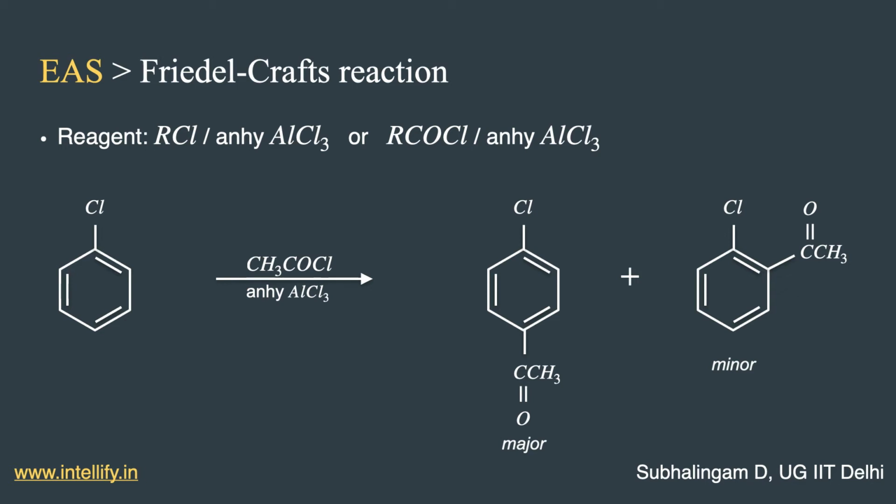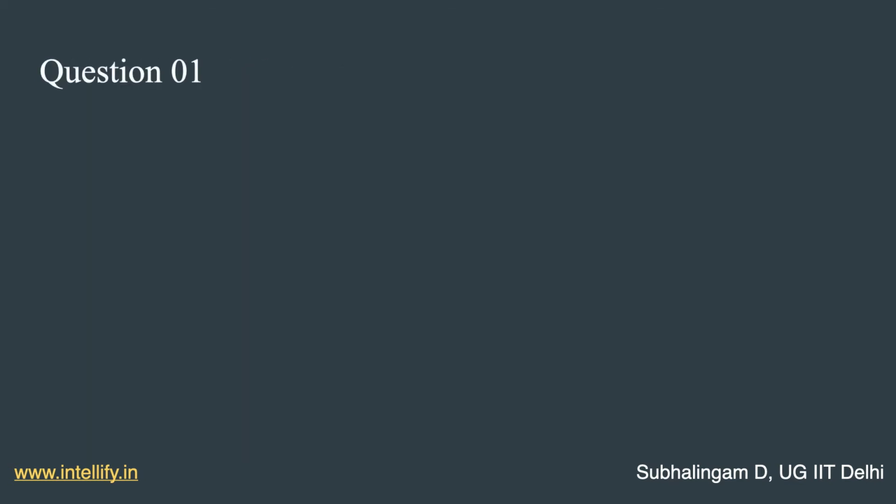So these are the 4 electrophilic substitution reactions that haloarenes undergo. The first one is halogenation, second is nitration, then sulfonation, and within Friedel-Crafts reactions we have 2 reagents, one is RCl and the other is RCOCl. Pretty simple, right? Now here is a question for you.